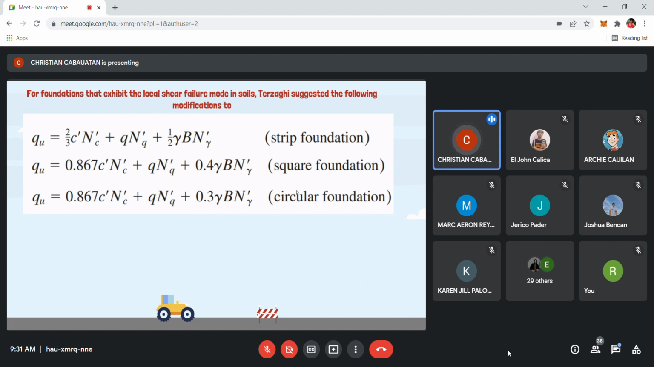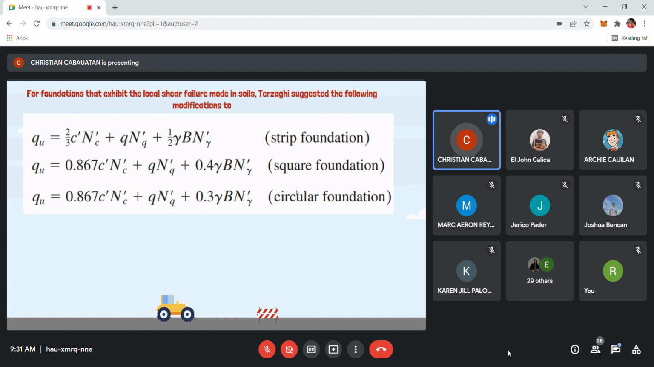Meron yung overburden pressure, the cohesion pressure. Siguro ang pagkakaalala ko diyan, ang overburden it is the q Nq, and the cohesion pressure it is c Nc. Hindi ko na maalala kung ano yung gamma B N gamma. So sorry for that na hindi ko pa masabi ngayon, and i-clear ko yan sa inyo next meeting.